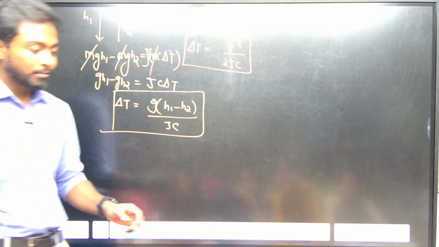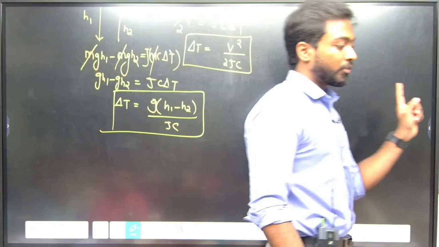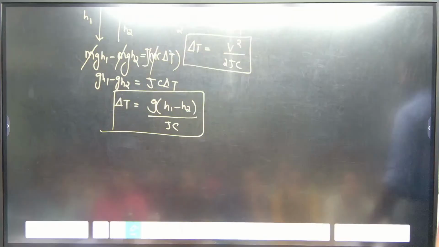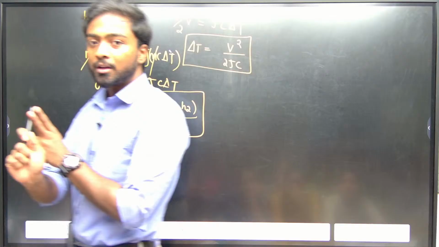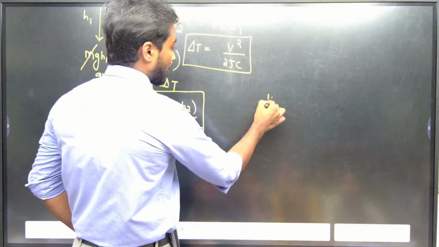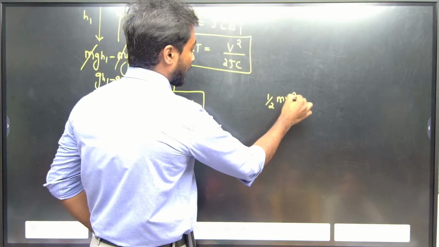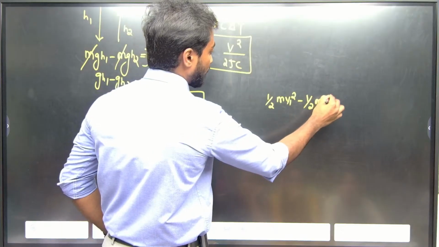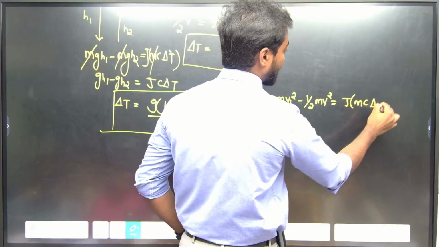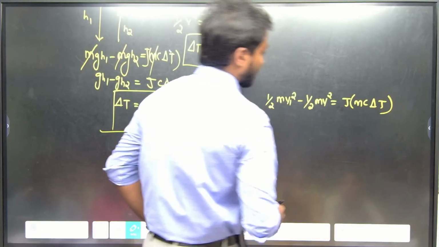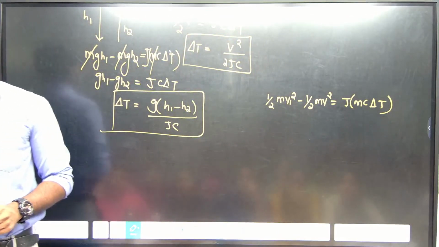An object is moving with velocity v1 and it has been changed to velocity v2. Then the change in kinetic energy, half m v1 squared minus half m v2 squared, is equal to J times m c delta T. So from this also I can get the value of delta T.